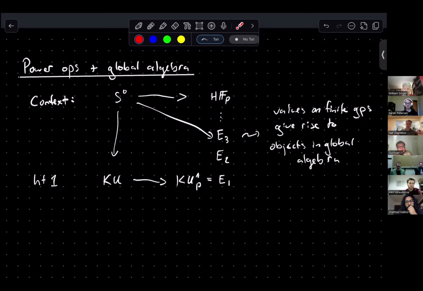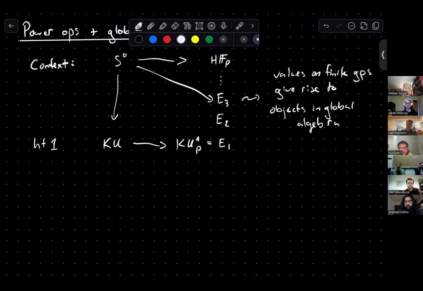Let's start with the basics and talk about the complex representation ring. So we're going to start in this bottom left corner. So this next section is called the complex representation ring.